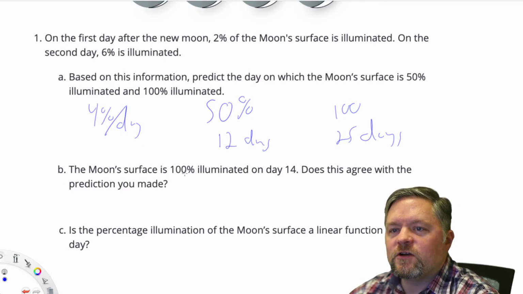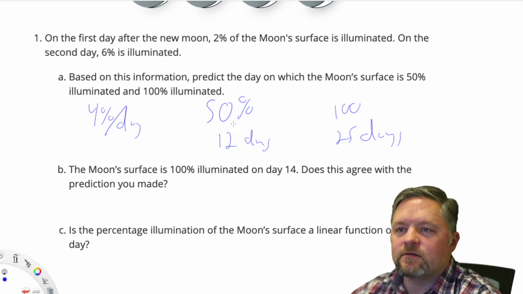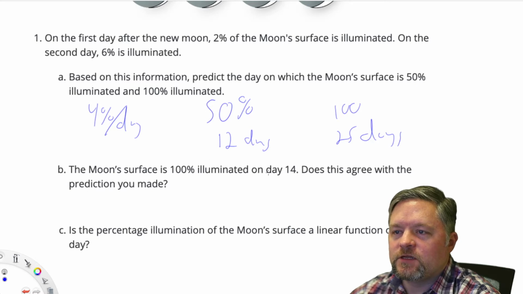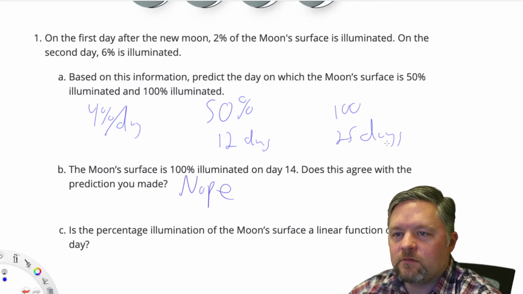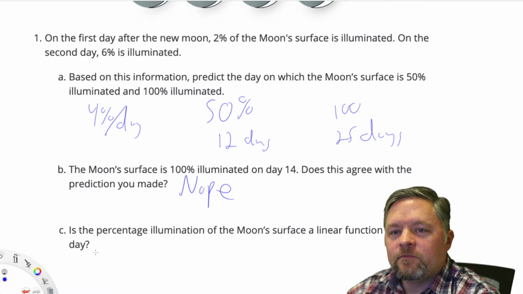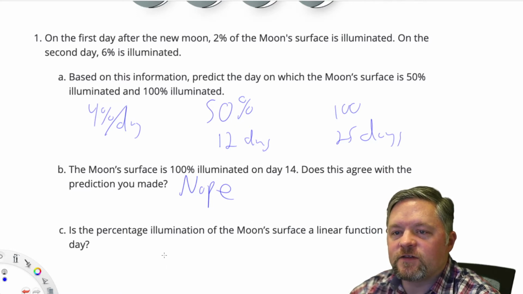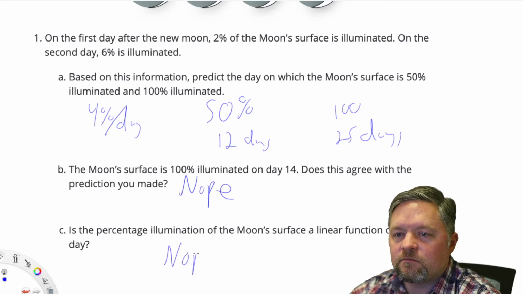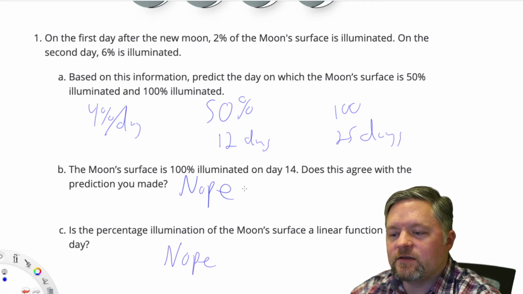The moon's surface is 100% illuminated on day 14. Does this agree with the prediction you made? No. Is the percentage of illumination on the moon's surface a linear function of the day? Nope, that didn't really work.